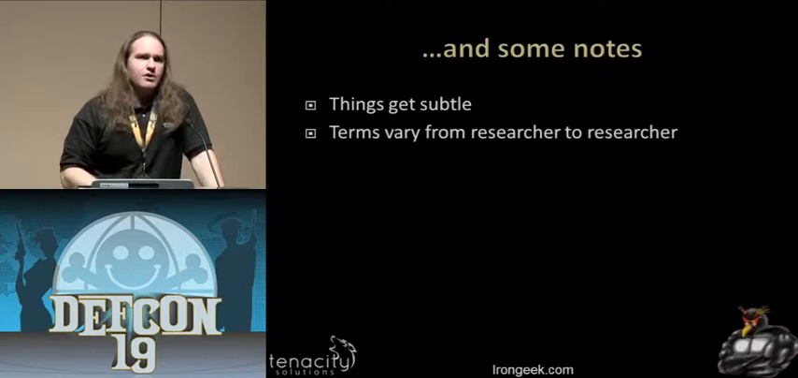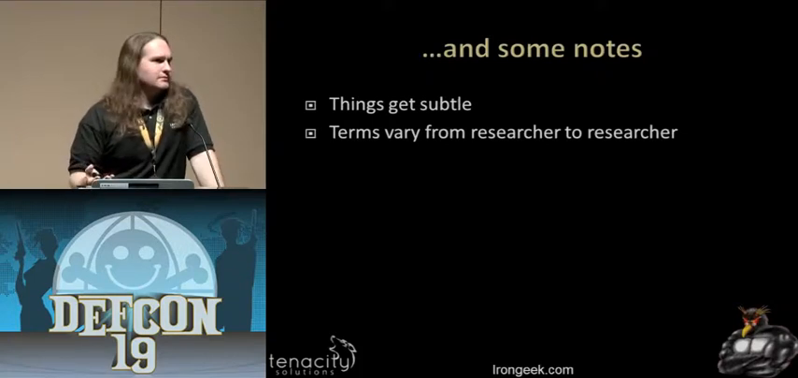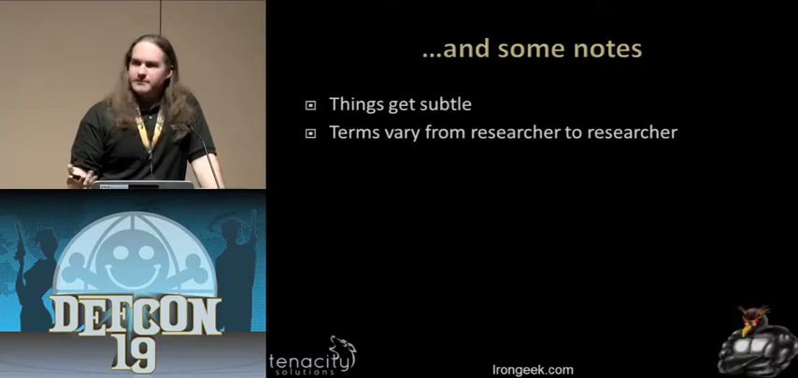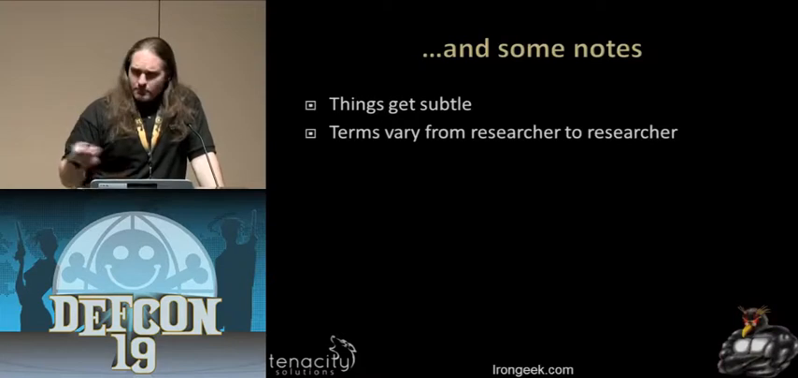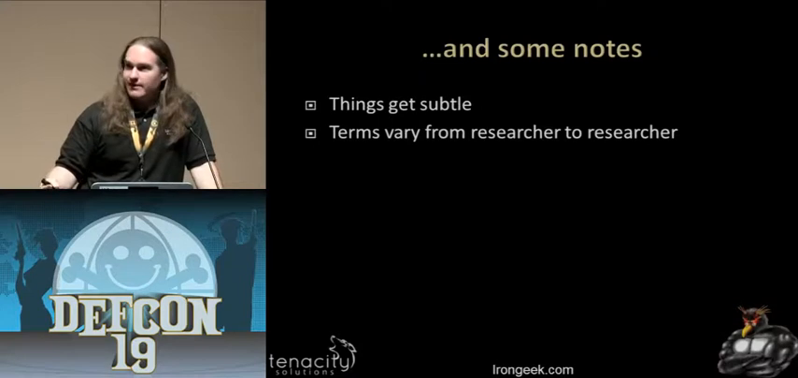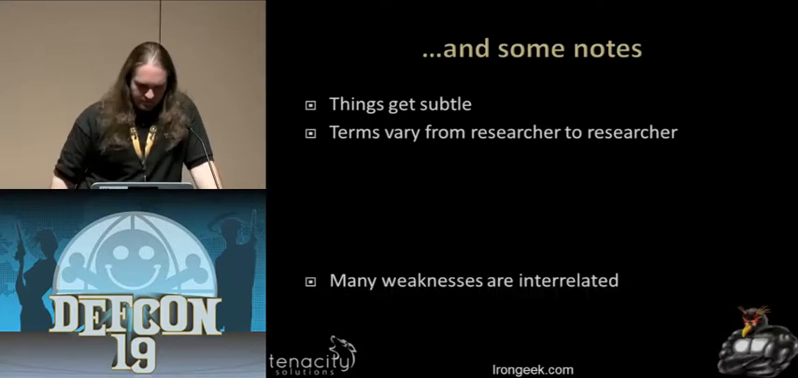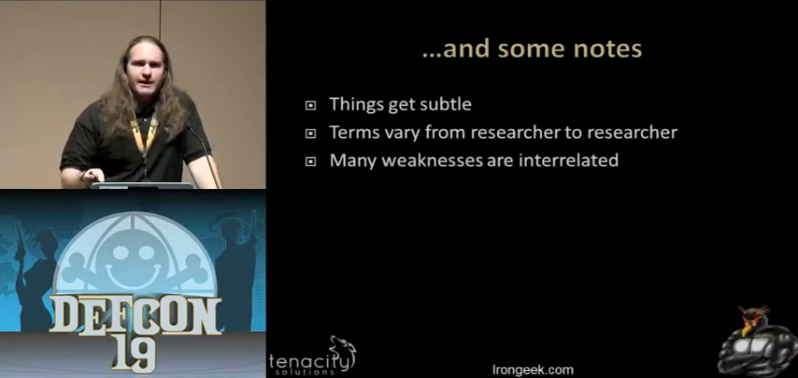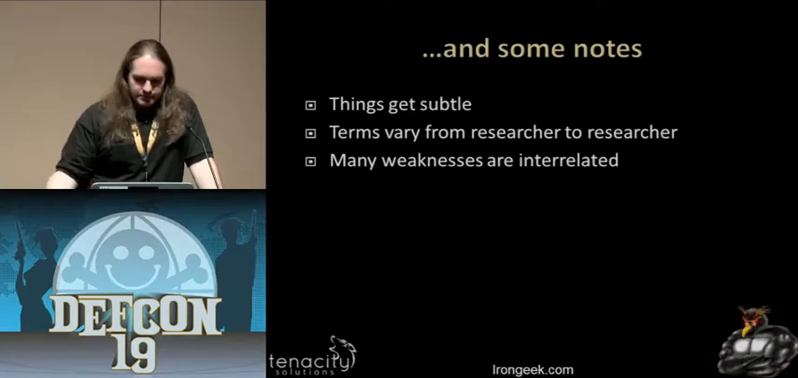For instance, who here has ever heard of a Sybil attack? Who here has ever heard of a sock puppet? Probably a few more people know sock puppet. I'll go into definitions of all those, but a lot of literature out there is very academically oriented, and I'm going to try to structure this talk in such a way that it helps people understand that academic research without necessarily having to read 20 papers on the subject. There's a lot of weaknesses that are interrelated. Sybil attacks, for instance, can be used to help augment attacks like traffic correlation.